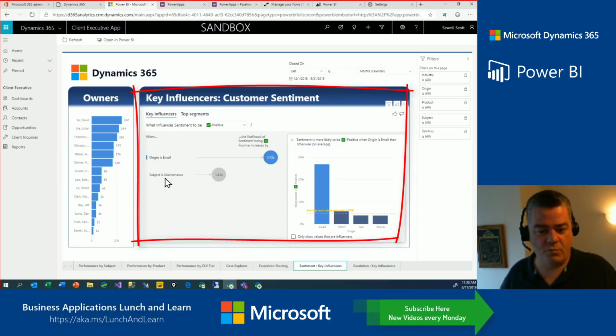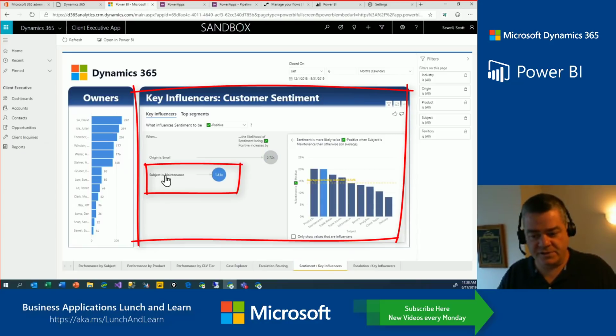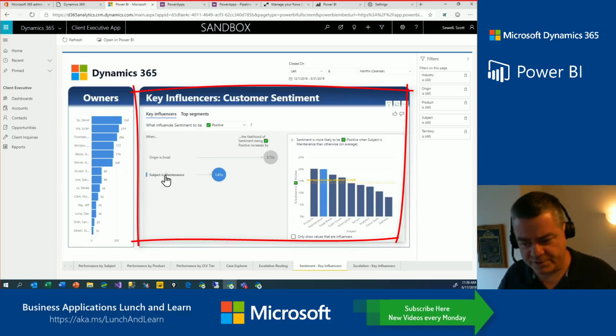We also know that when the subject is maintenance, we're about 1.5 times more likely to result in a positive score, which tells us that there is some value. Whatever we're doing to solve maintenance cases is working for us.